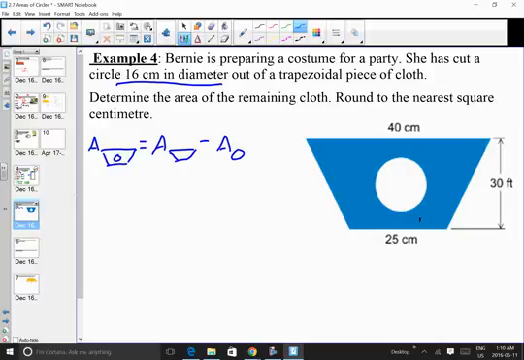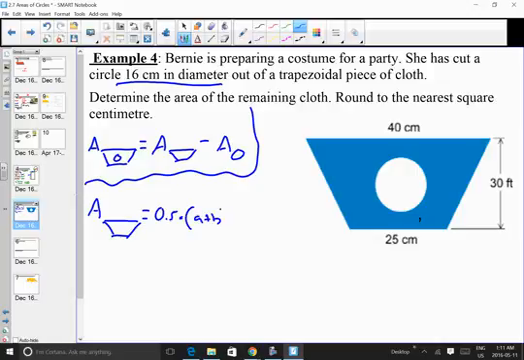Good enough. So the area of the trapezoid was 0.5 times A plus B times the height. So remember when we were labeling a trapezoid, A and B were the sides parallel to each other, so we'll call this A, call this B, and the height was the distance between them. There we go. So let's just sub those numbers in.